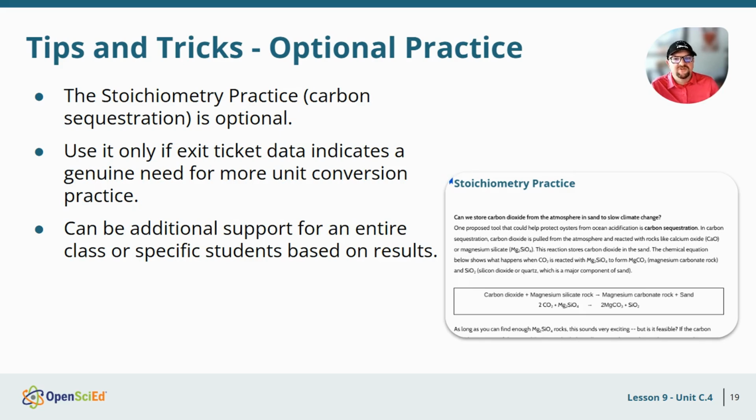There is an optional stoichiometry practice handout focused on carbon sequestration. When I look at this resource, I want to make sure we are deploying it deliberately based on exit ticket data rather than just using it as a filler. One thing to keep in mind is that the final unit transfer task in Lesson 15 explicitly requires students to use mathematical representations and unit conversions to track carbon dioxide production.